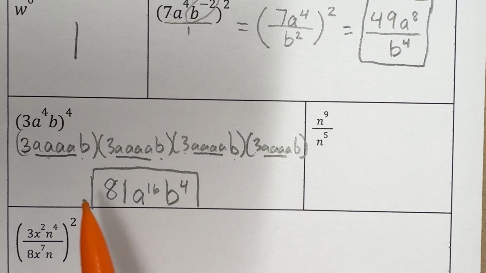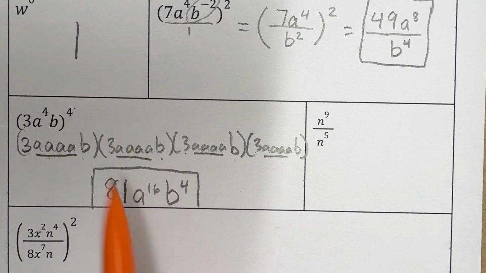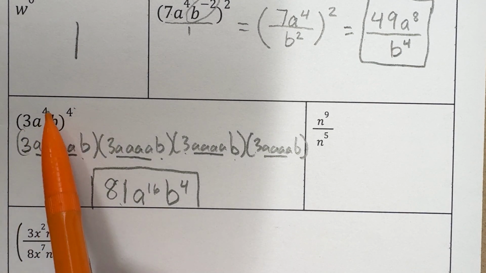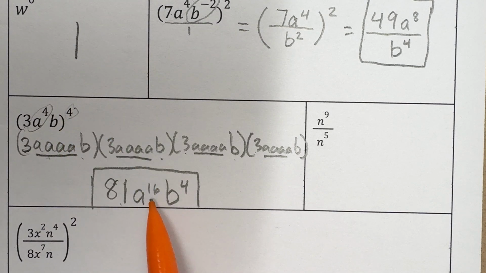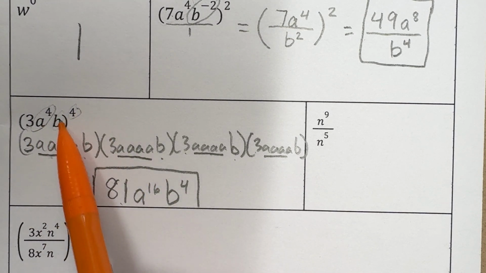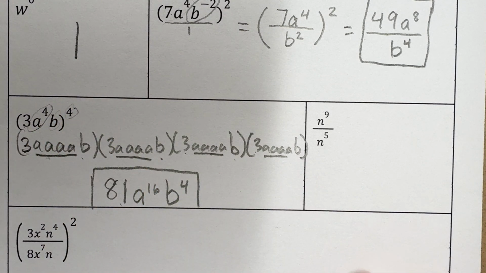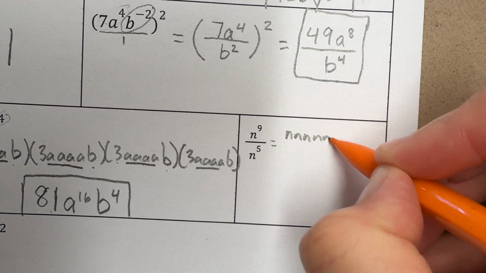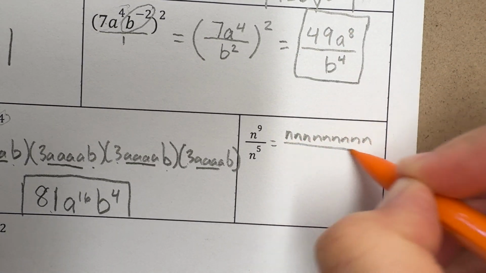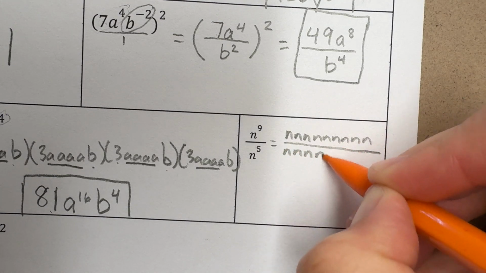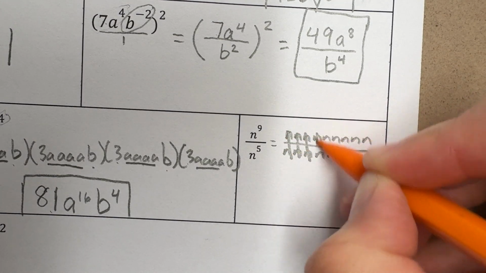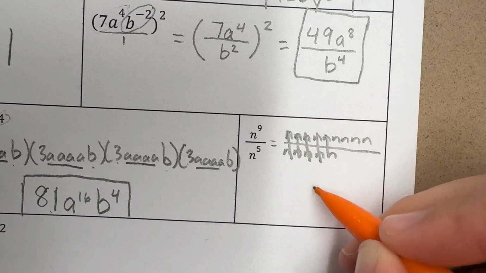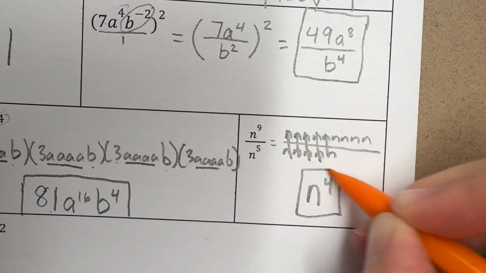And in terms of shortness, this was 3 to the power of 4. That was 81, right? This was 4 a's 4 times. That's 16 a's. And this is 1 b 4 times. That's 4 b's. Okay. This is 1, 2, 3, 4, 5, 6, 7, 8, 9 on the top, 1, 2, 3, 4, 5 on the bottom. Cancel, cancel, cancel, cancel, cancel. And I'm left with 4 n's on the top. Done.